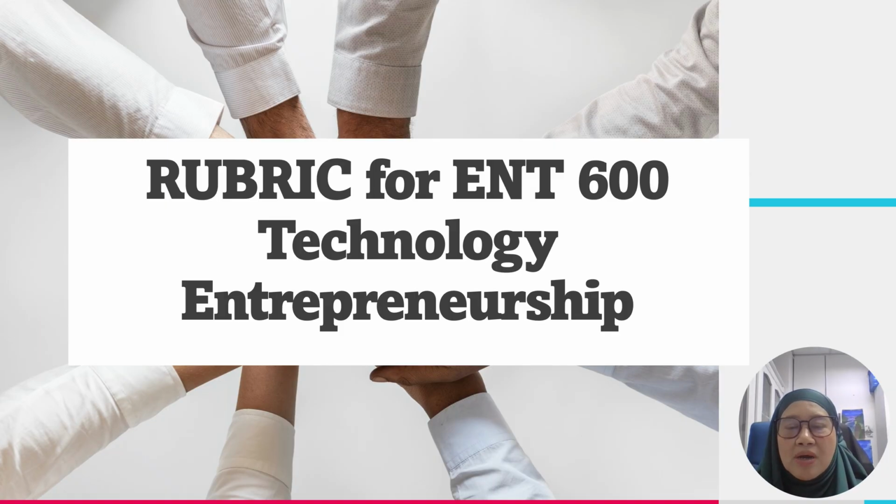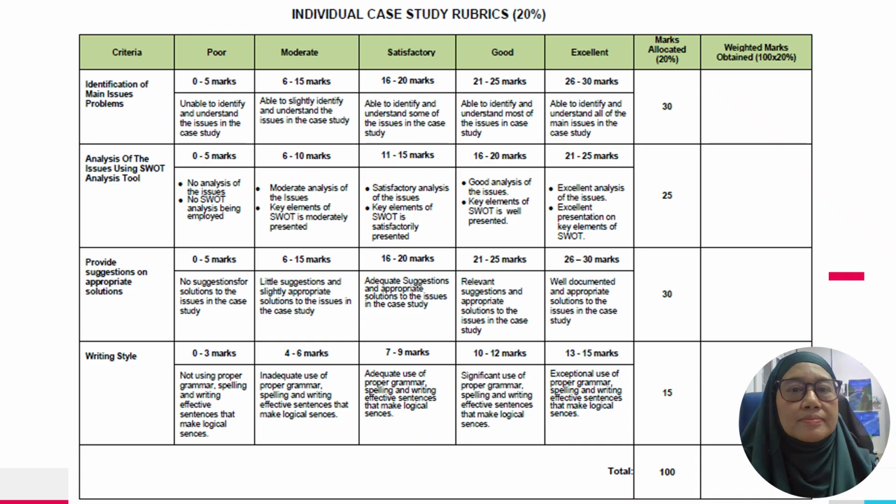Today I'm going to explain the whole rubrics for assignments of ENT 600, which is technology entrepreneurship. Remember that you have one individual assignment and two group assignments. Now let's take a look at the rubric for your individual case, which consists of 20% of your total marks.